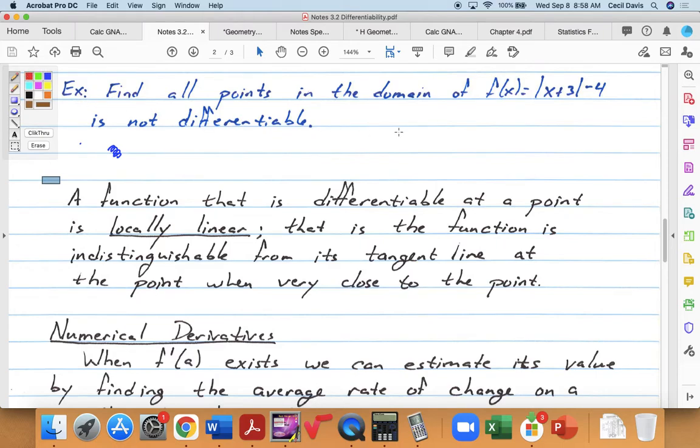All right. So we know that this function is just the absolute value function. How has it been shifted? Shifted 3 to the left. Yeah. It's been moved 4 down and 3 to the left. So this is not differentiable at the point -3, -4.